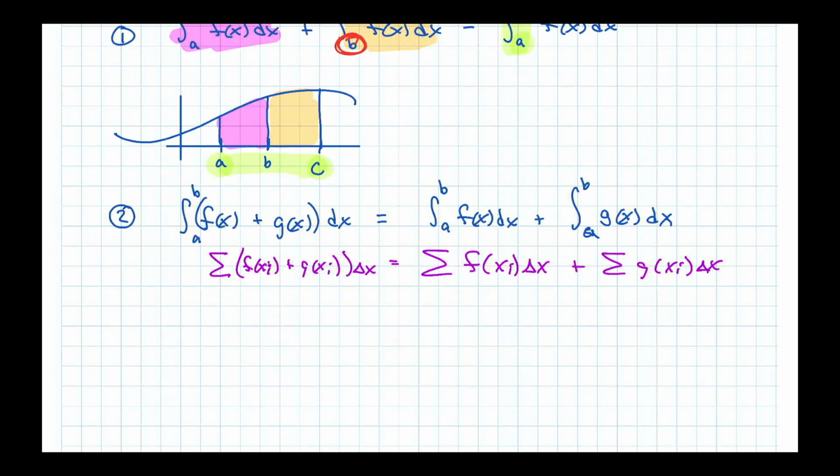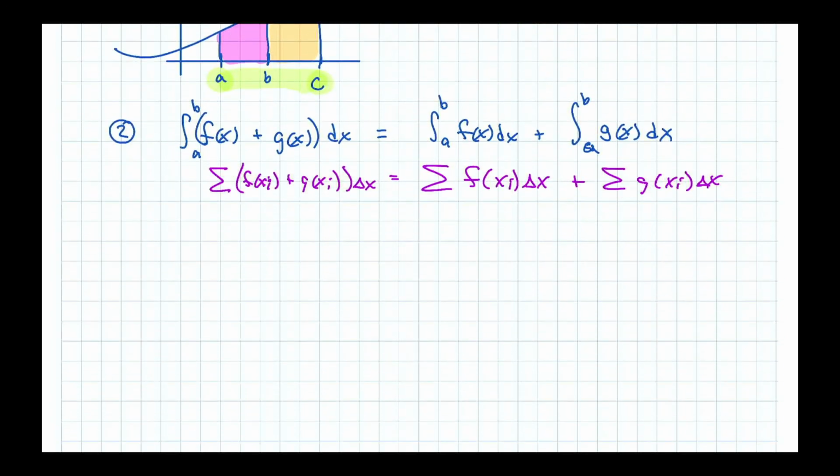Okay, so this one should make sense. It's really easy to use. It's also the same rule that you have for derivatives. Makes perfect sense. Here's another one. The integral from A to B of, let's say, k times f of x dx. If you've got a constant here, you can pull it out.